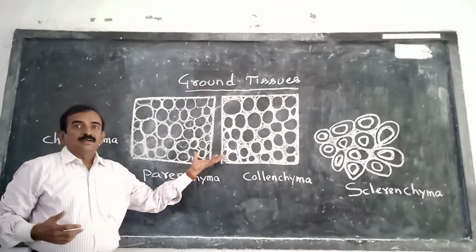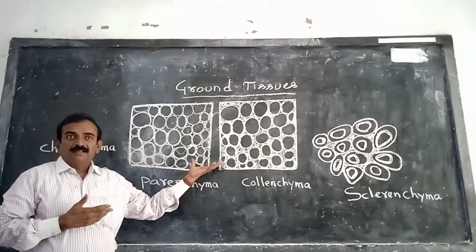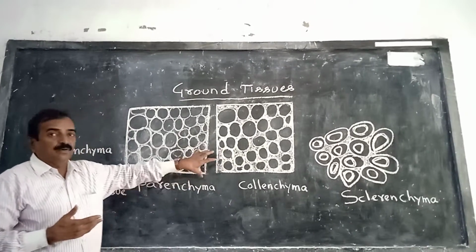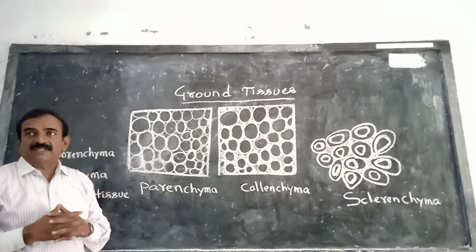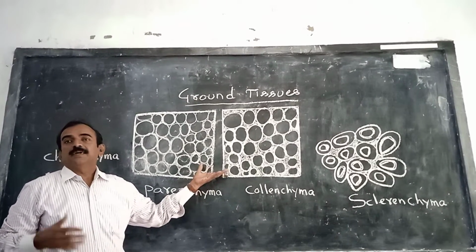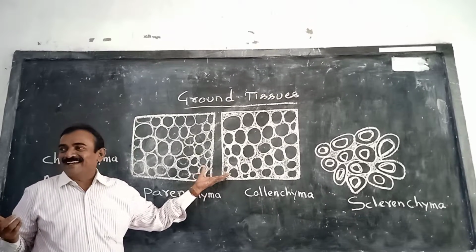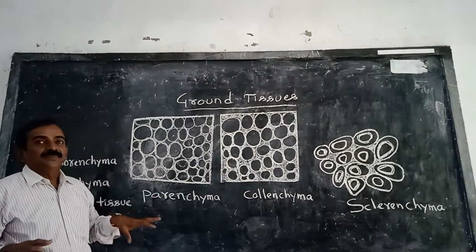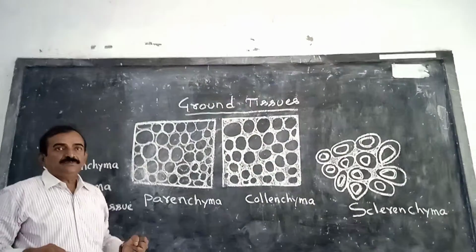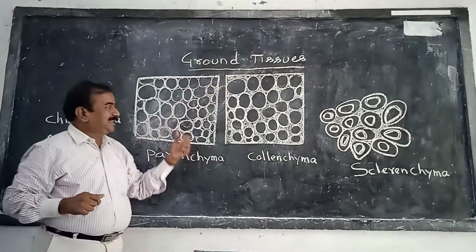Here, good diagrams are there on the blackboard. Good or bad? Good. Neat diagrams are there. And these diagrams are drawn by whom? Me, Jayya sir. I am a good drawing master. Here you see about three diagrams. Three diagrams are there for ground tissue.